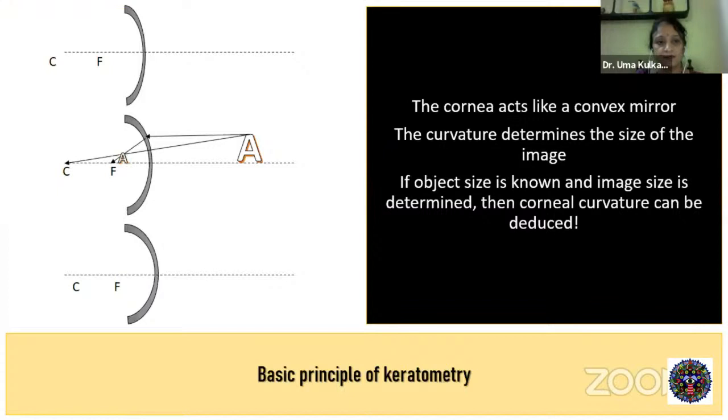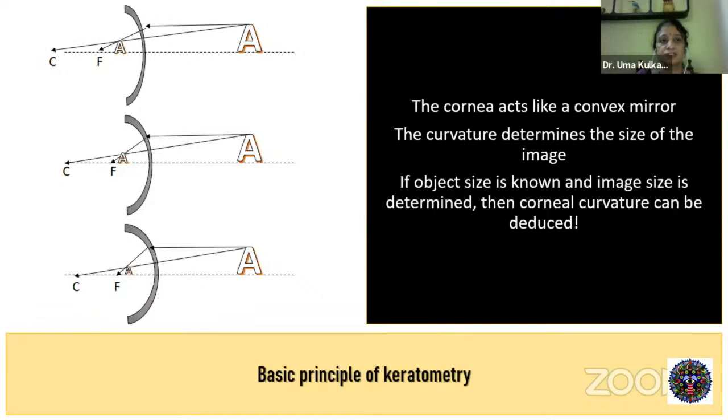So now if we see that, this is a flatter cornea, and this is the more globular cornea. See, given that the object is the same size and at the same distance from the eye, the ray of light now passes through F, and the image formed is much smaller when the curvature is more, or at the same time, when the curvature is flat, the image formed is larger.